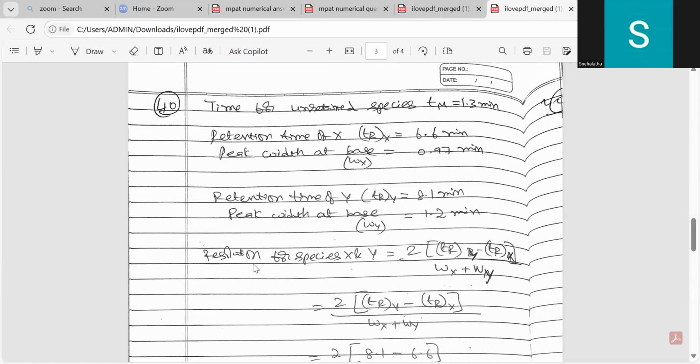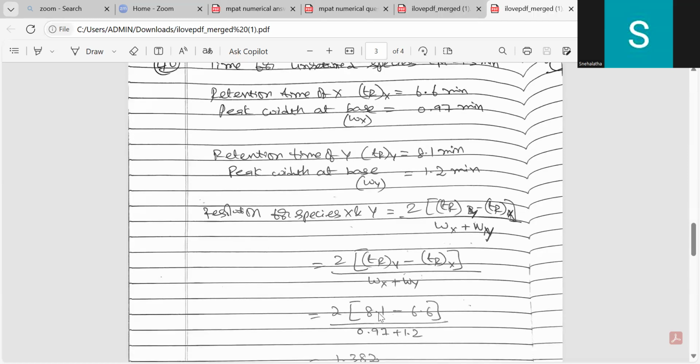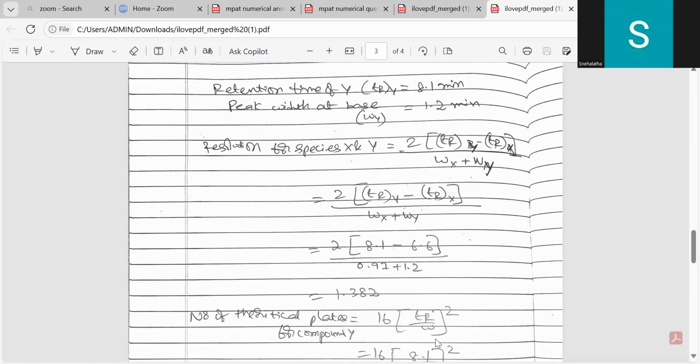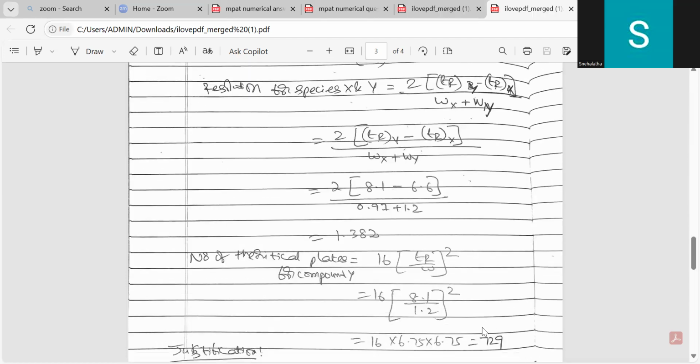Use this formula to calculate the resolution. Resolution is calculated by 2(TRY minus TRX) divided by (WX plus WY). The TRY value is given. It is 8.1, the retention time for analyte Y. TRX is the retention time for analyte X. It is 6.6. So substitute in this equation. This is the width of the peak for analyte X and the width of the peak for analyte Y, 0.97 plus 1.2. So you'll get the answer. Resolution is 1.38, and the number of theoretical plates is obtained by using the formula 16 (TR/W)².